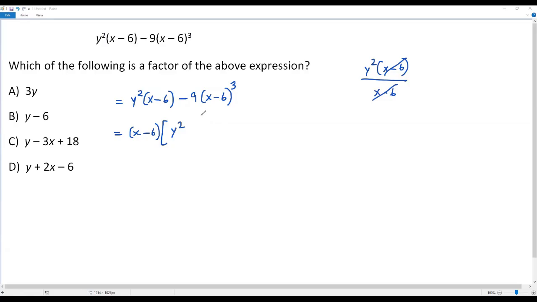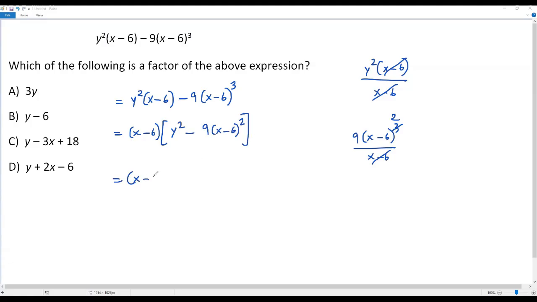Let me write it. Now to get the stuff in the next term, I have to divide this term, 9 times (x − 6) to the third power, by the one I factored, that is x − 6. Let me take this negative sign as it is. 9 times (x − 6) to the third power divided by (x − 6): when I simplify, one x − 6 will cancel out and the exponent will become 2. So here I'm getting 9 times (x − 6) the whole square.